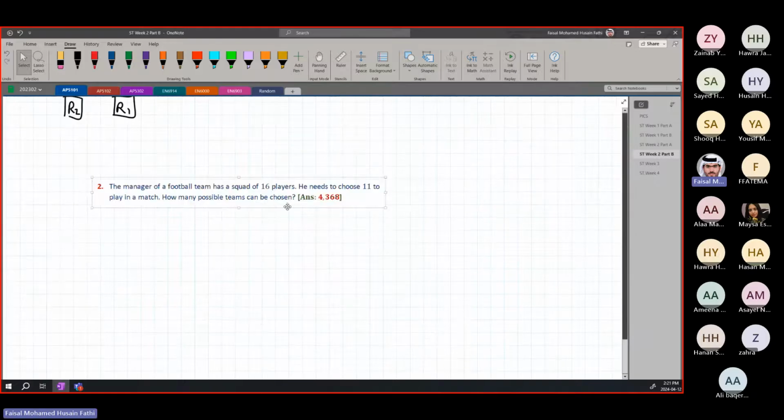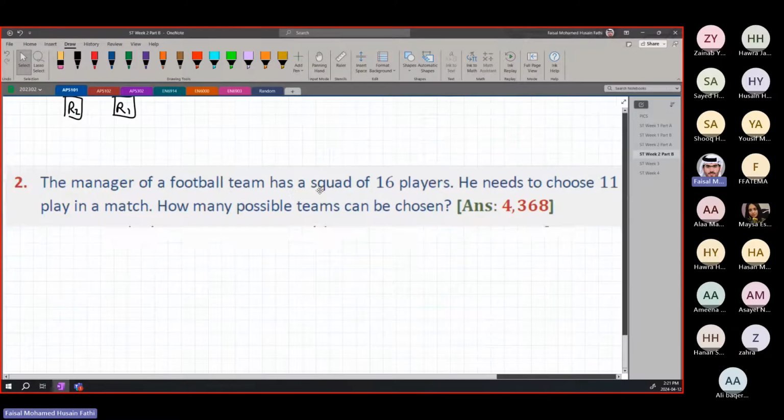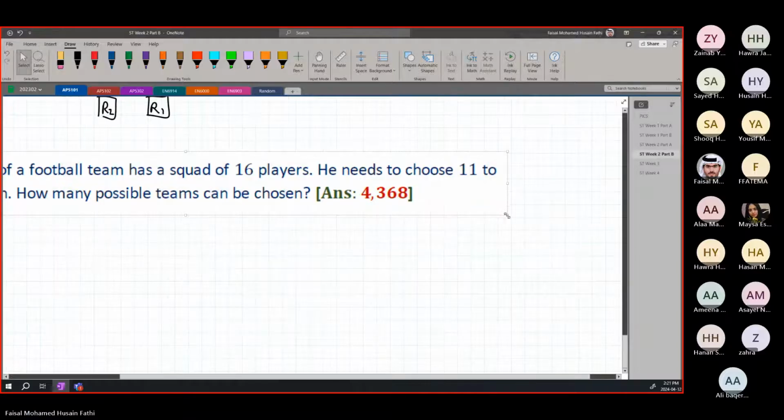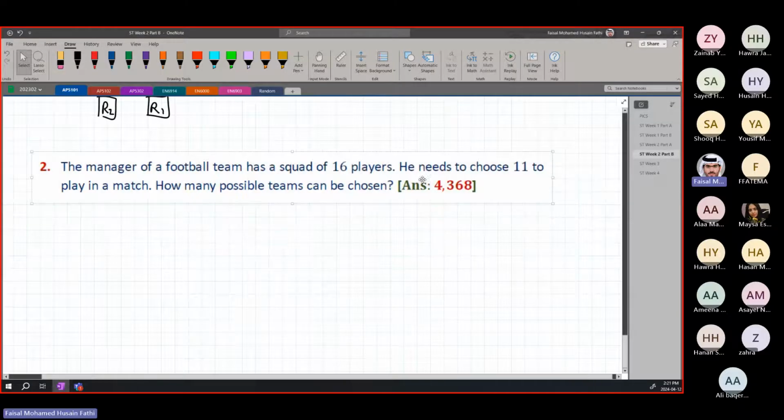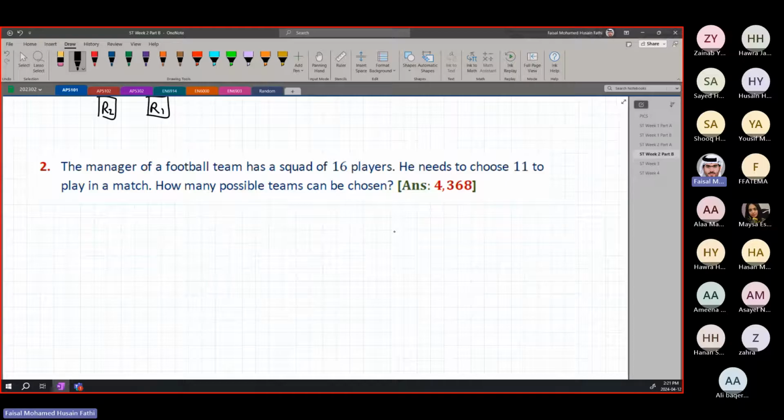So in this question, it says the manager of a football team has a squad of 16 players. So we know that the whole squad N is equal to 16. All right. He needs to choose 11 to play in the match. How many possible teams can he choose? So it is important that he has to choose 11. So this is our R, equal to 11.